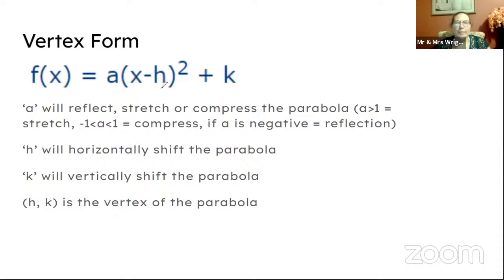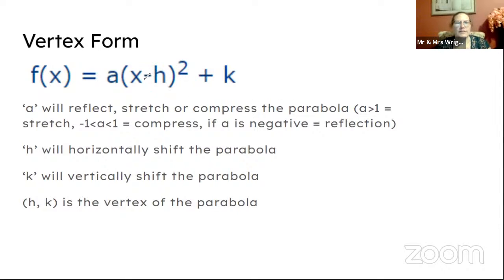Now, H stands for horizontal. H stands for horizontal. So that means it's going to horizontally shift it to the right or to the left. And just like when we transformed our exponential graph, you notice that this right here is a negative sign. So when you're looking at the written form of the equation, it's going to be the opposite of whatever you see here is what H is. Okay, so if it's a +2, then H is a -2.